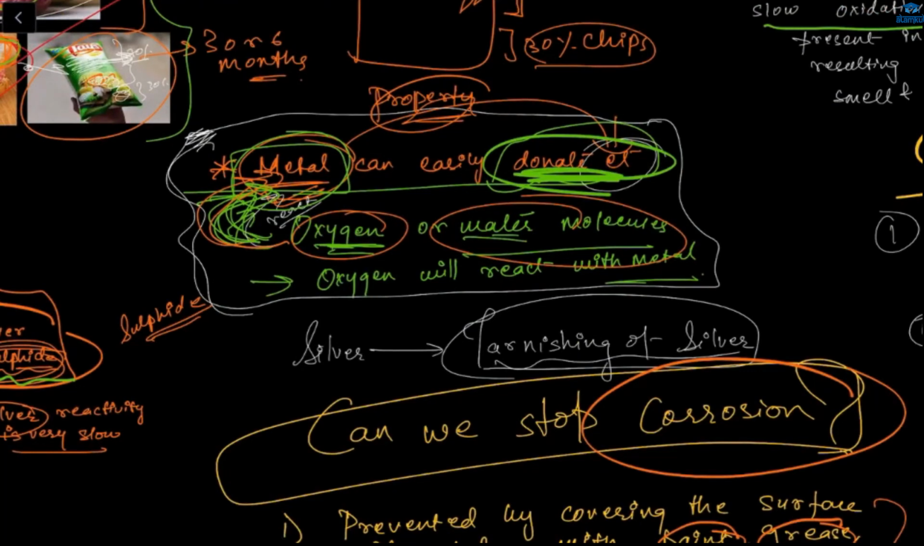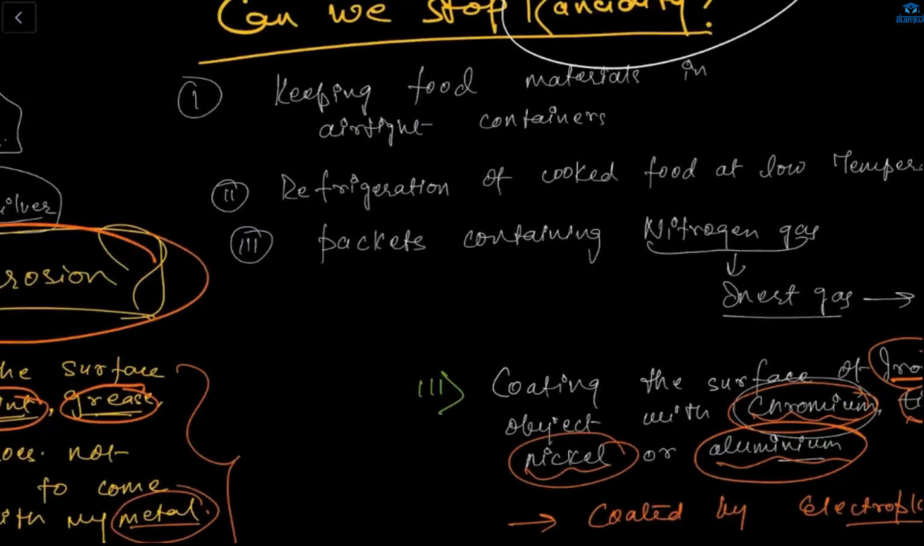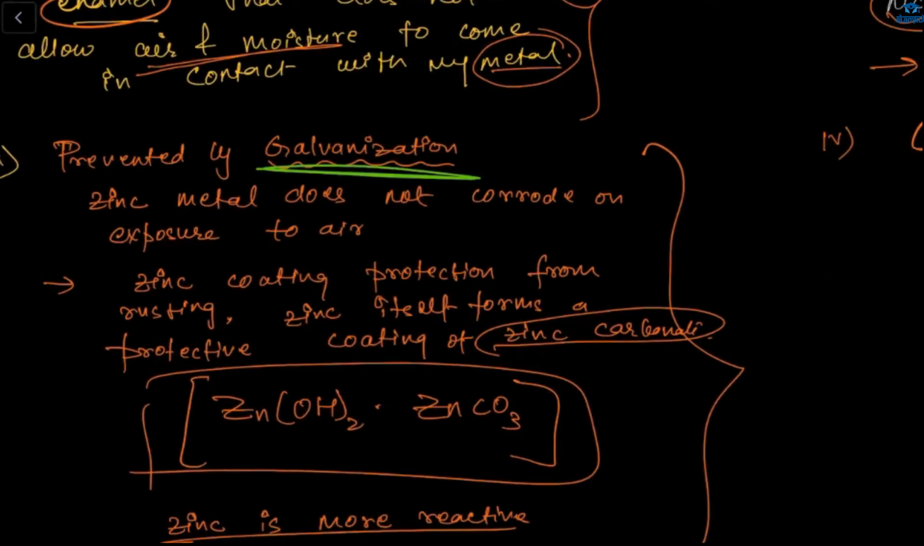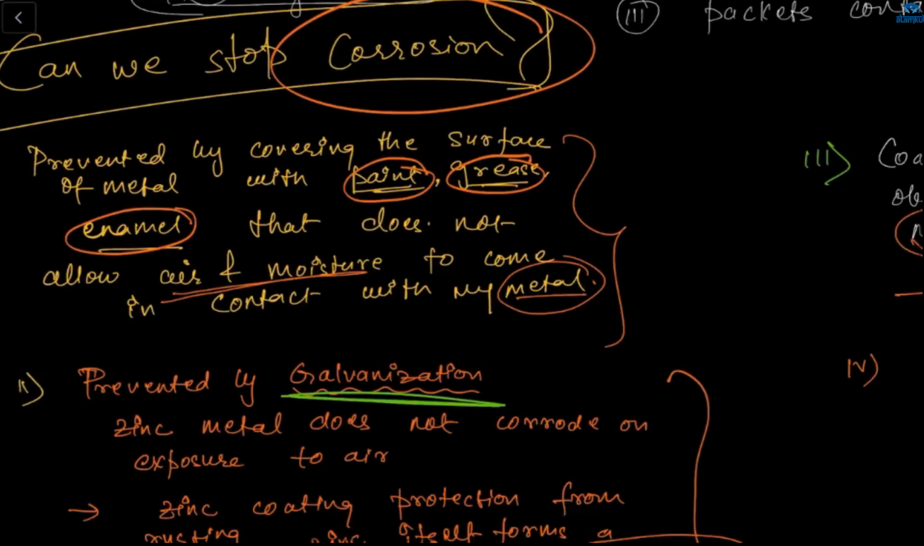Now next, Rudronian, how can we stop corrosion? Any point? By using an airtight box? No, that's for rancidity. For corrosion, you'll use something with zinc, that is galvanization. Zinc coating will protect our metal from corrosion.